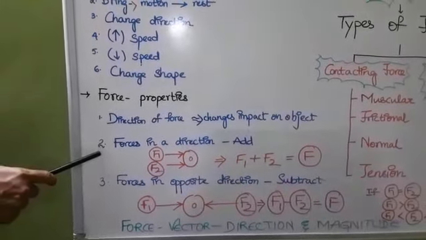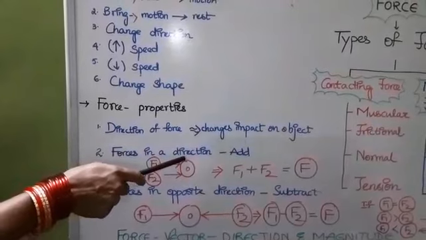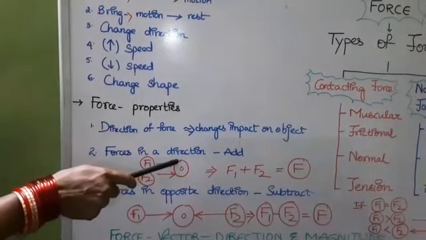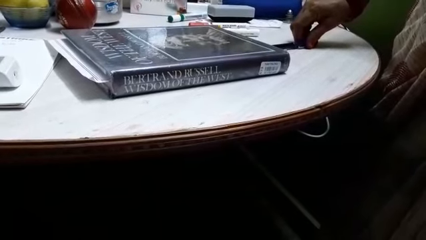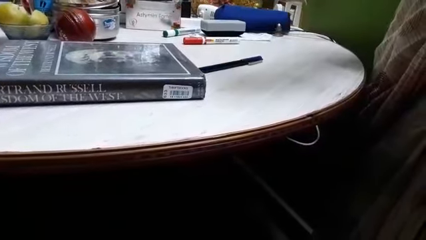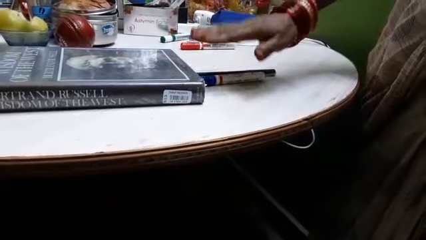Coming to the next one, forces in the same direction add up. For that, let us take a heavy object. If I start applying the force from this direction, slowly the object moves. Instead of one force, let us take another force. In the same direction, if it is added, the object moves very fast, because here two forces, F1 and F2, are added. Summing of forces makes the object move fast.